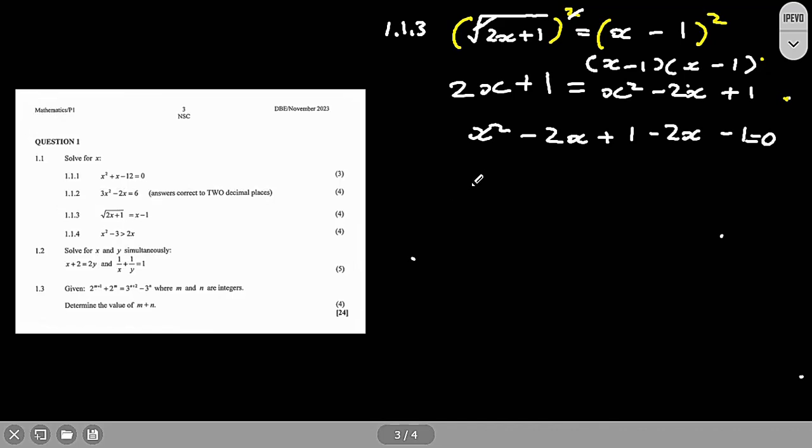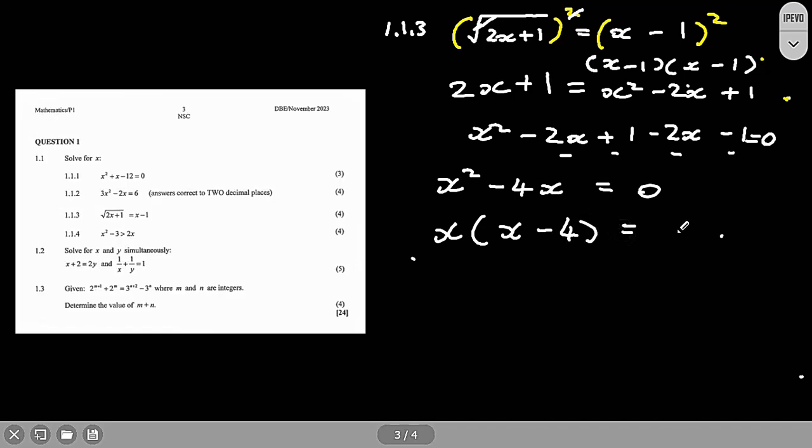So now simplify this. It's going to be x squared minus 2x, like times minus 2x minus 2x going to be negative 4x. Positive 1 minus 1 is 0. So we're just going to say equals to 0. But remember, the question says solve for x. So what do we have here? We have a common factor, which is x. Take out the common factor. You will be left with x minus 4 equals to 0.